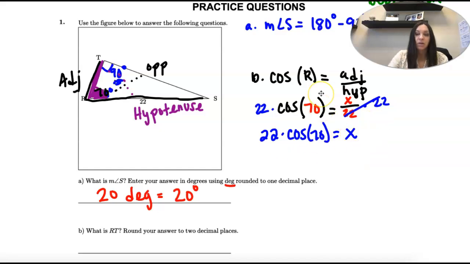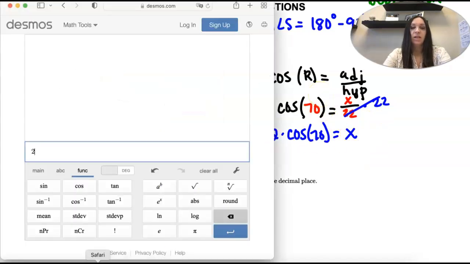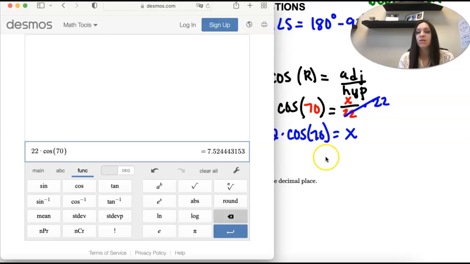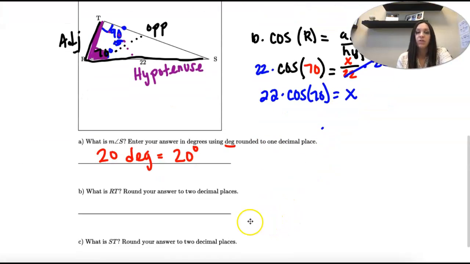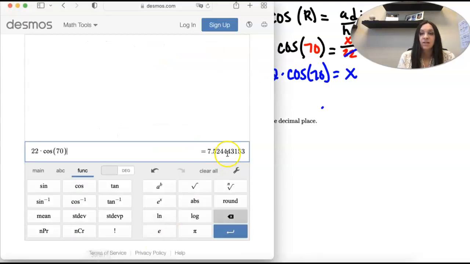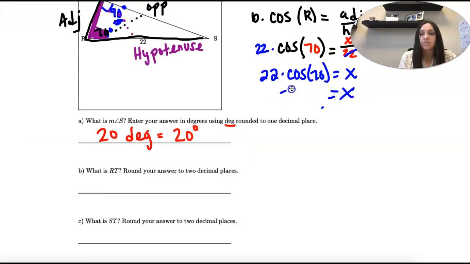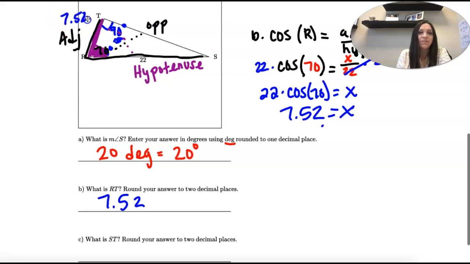So this is a value that we're going to put in our calculator. So 22 times, if you go to function, there's your trig functions, or you can just type COS and it'll pick up the cosine of 70. Okay, so we are rounding to, we're down here, 2 decimal places. So 7.52, we're not going to round up because that's a 4. Okay, so this side is 7.52. Now we want to find ST, so the remaining side right here.